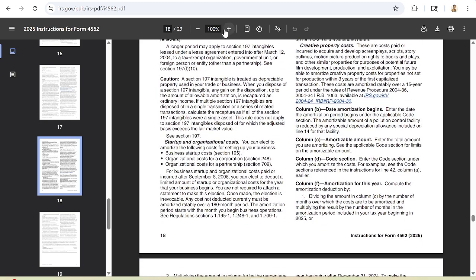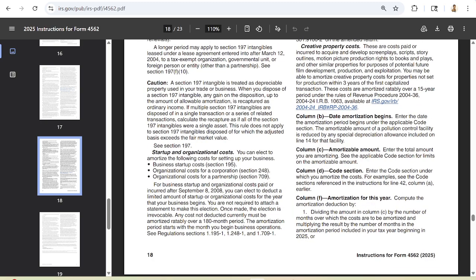Here, I don't know if it is too small for you to see it, but you can elect to amortize the following costs for setting up your business. So business startup cost is section 195, organizational costs for a corporation and for a partnership, which would be for 1065, will be section 709, and they have information here. So for business startup costs and organizational costs paid or incurred, you can elect to deduct a limited amount of that for the year your business begins, you are now required to attach a statement to make this election. But once made, this election is irrevocable.